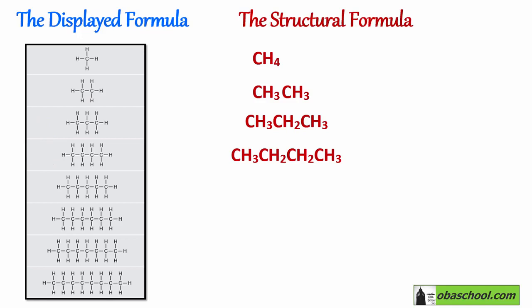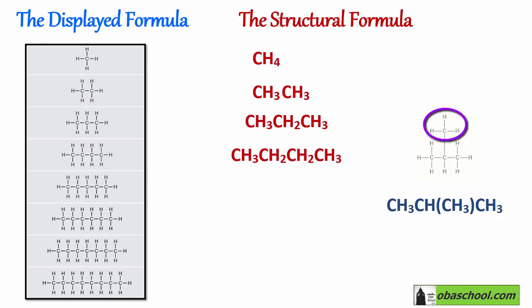So if we have branches, we will write this one as CH3, CH, and this CH is bonded to another CH3, and then we have another CH3 group. So we will include them in brackets. This branch will be included in brackets.